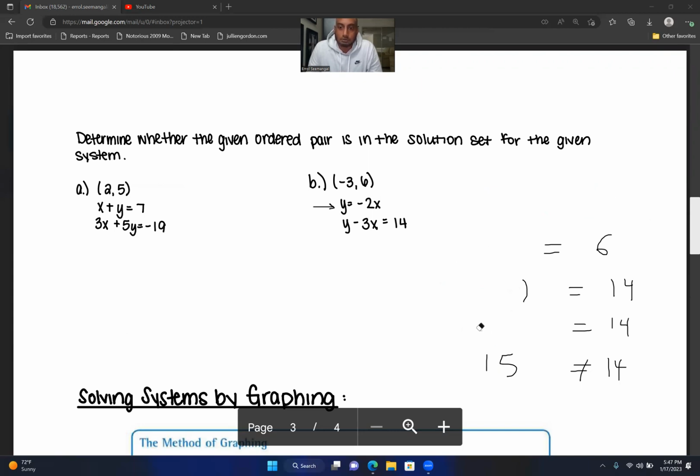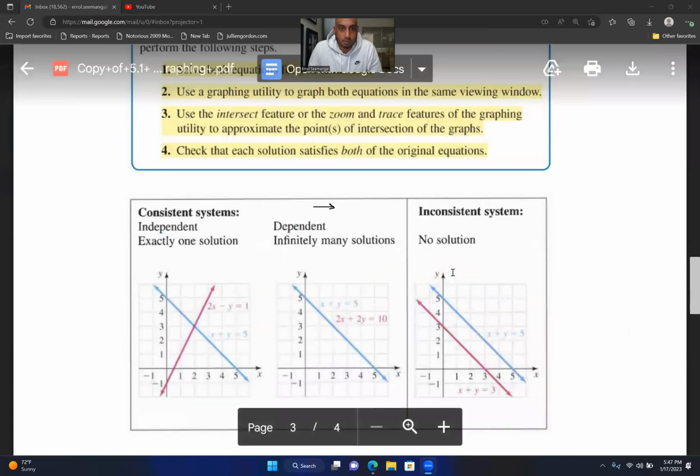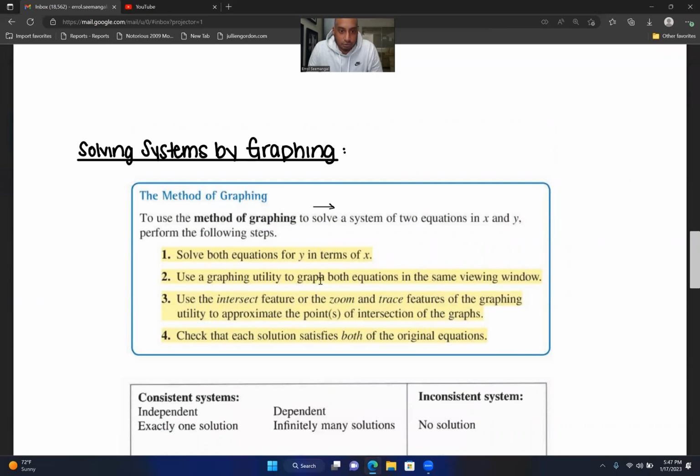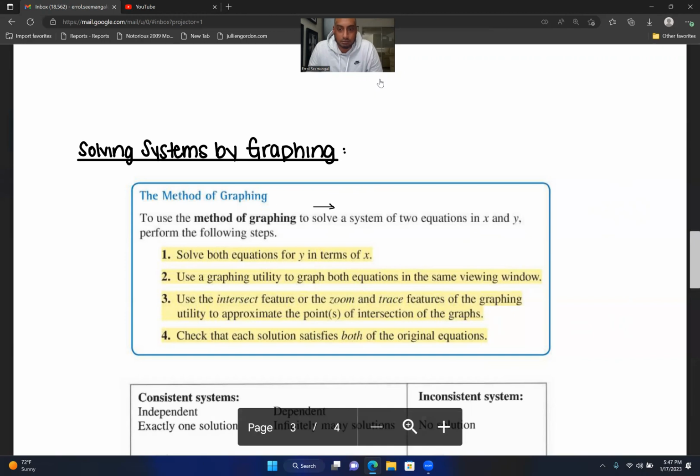Okay. So the first step is just basically solving for y. The first step is just putting it in y equals mx plus b form. So that's what this step says right here. Step one, solve for y. Step two, use a graphing utility to graph both equations on the same viewing window. Use the intersect feature, or the zoom and trace features of the graphing utility, to approximate the points. Check that each solution satisfies both equations. Do you understand that, or do you need me to go over that? Could you go over that again? Yep. So these four steps we're going to go through with the examples, okay?